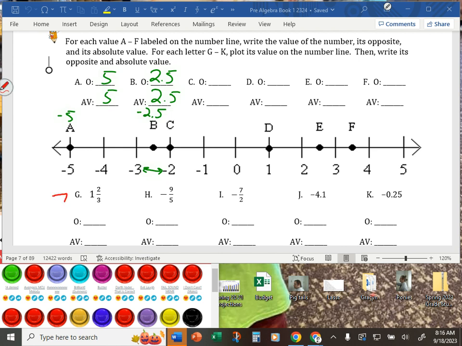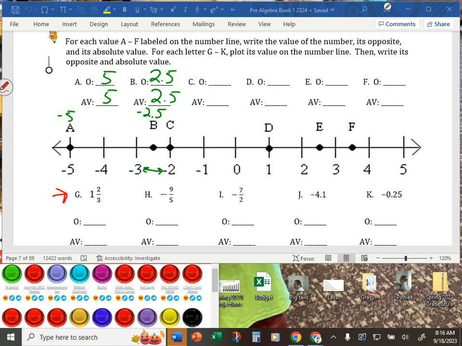We're down here now. 1 2/3. What two integers will it be between? Is it between 0 and 1, 1 and 2, 2 and 3, 3 and 4? Between 1 and 2, right? Because we have one whole, that's the 1 there, but not quite 2 wholes. Is it closer to 1 or closer to 2? Closer to 2, right? Because 2/3 is closer to the next whole, closer to 2 than it would be to 1.